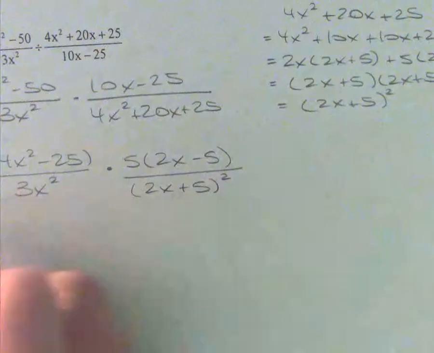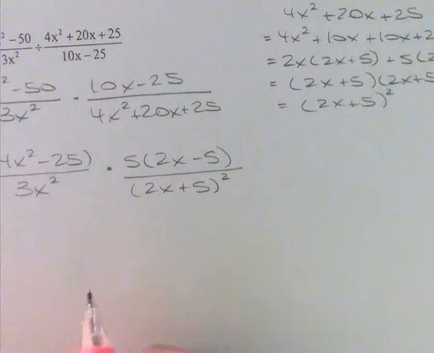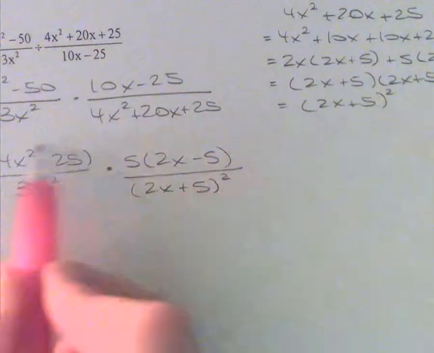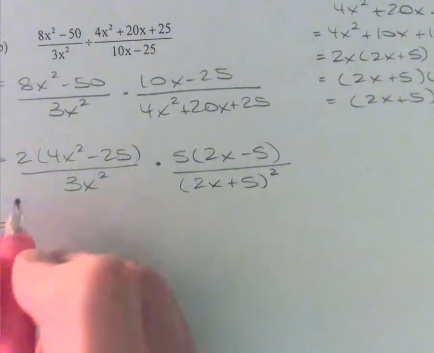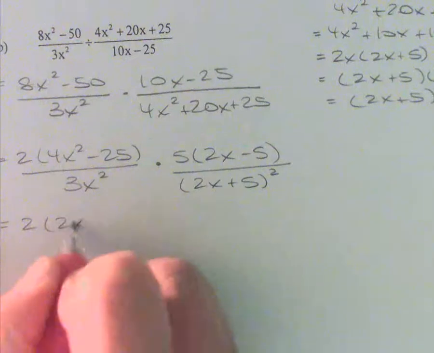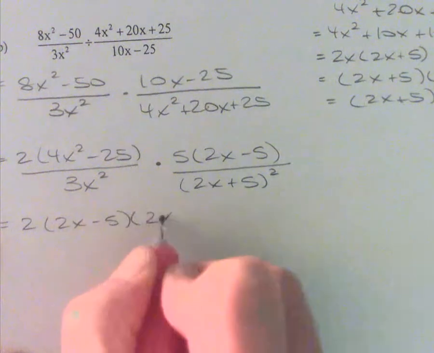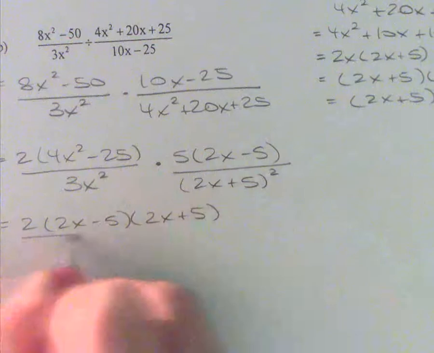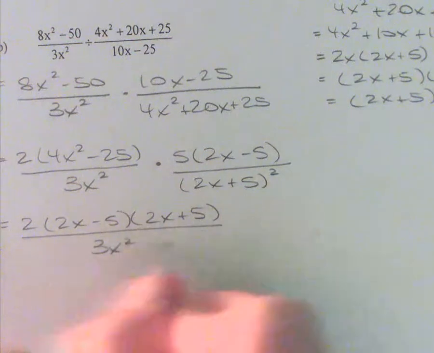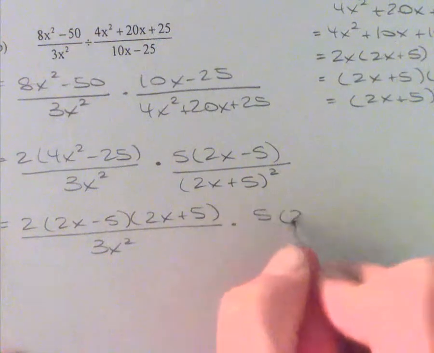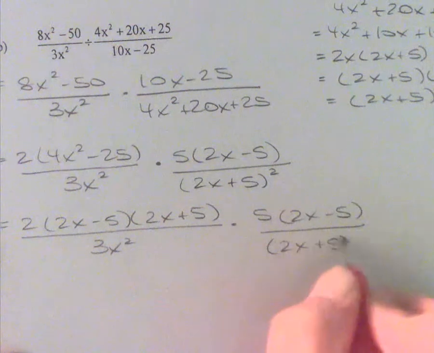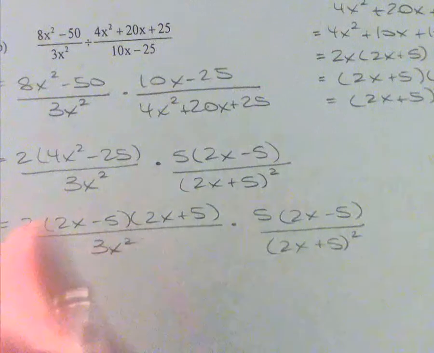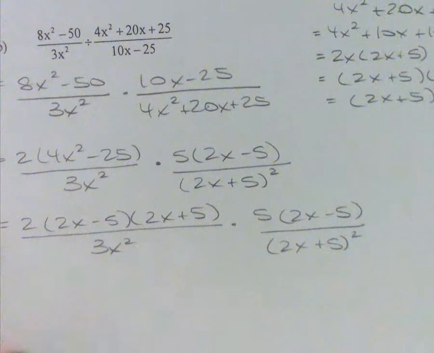So now I can multiply top times top and bottom times bottom. But the problem is this isn't factored fully yet. That's a difference of squares, so we need to finish that. So I have 2x minus 5, 2x plus 5, all over 3x squared, times 5, 2x minus 5, all over 2x plus 5 squared. Now I can multiply top times top and bottom times bottom.